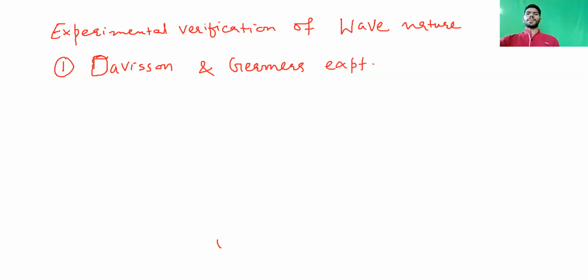So what they did, Davisson and Germer, they just have a crystal of nickel. So let's say this is a crystal of nickel here. And what they did, they just bombarded electrons on this. So when the electron was bombarded on this crystal of nickel, it is just a beam of electrons.